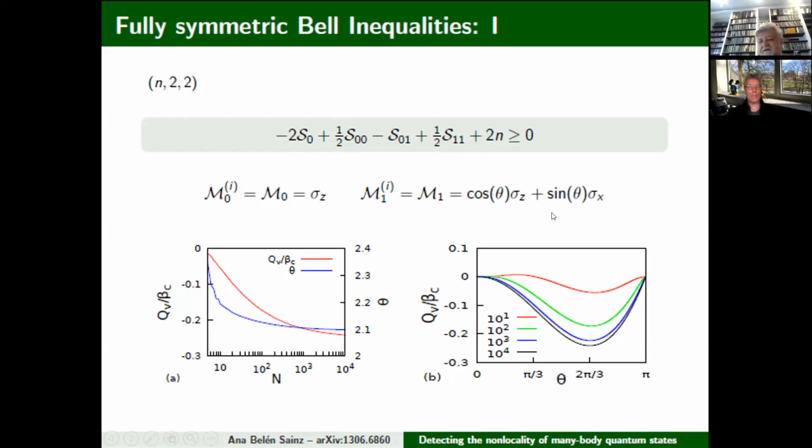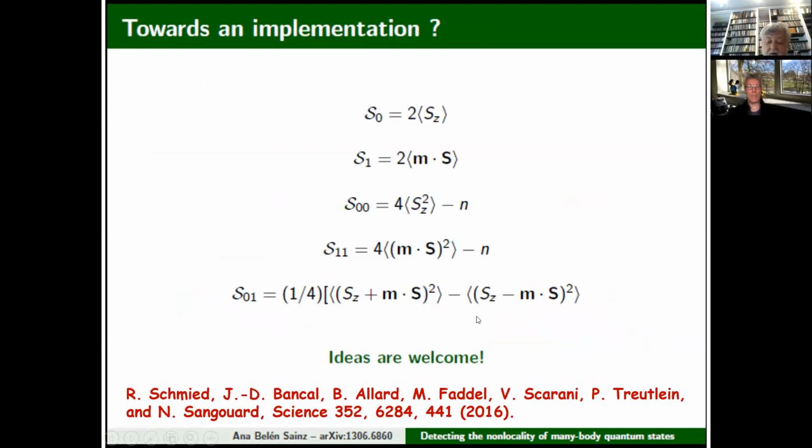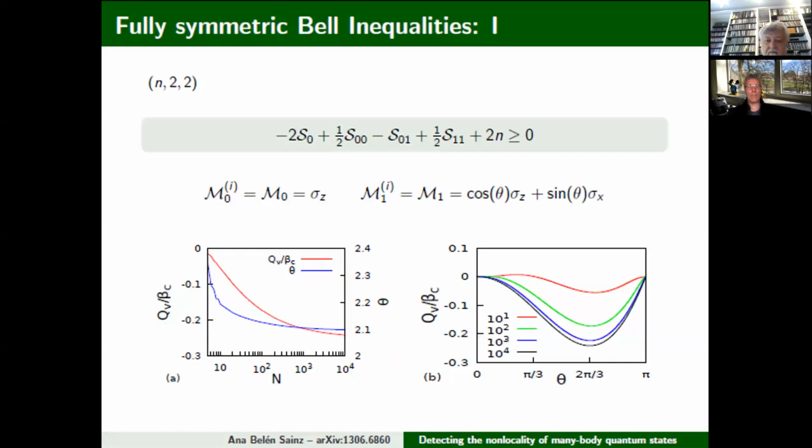Also, look at the dependence on this rotation angle here. Whatever you measure, of course, there is an optimal angle, but if you are close to this optimal angle, you don't have to be exactly at the optimum. The quantum violation occurs in a large regime of all these angles theta. This is just one example. We have parameterized many families of these inequalities.